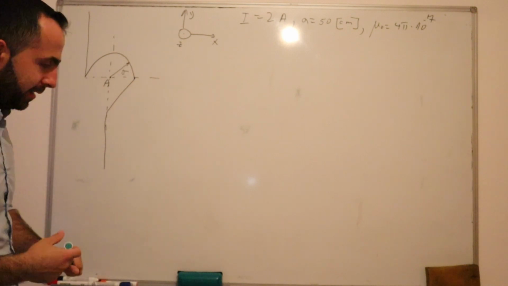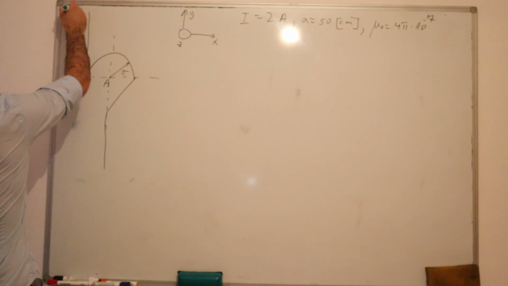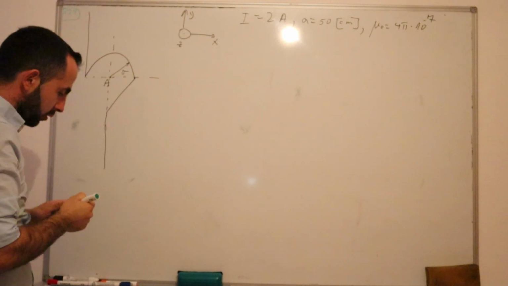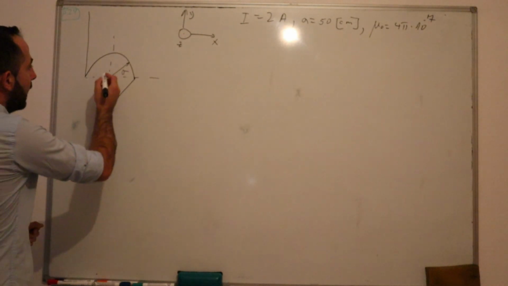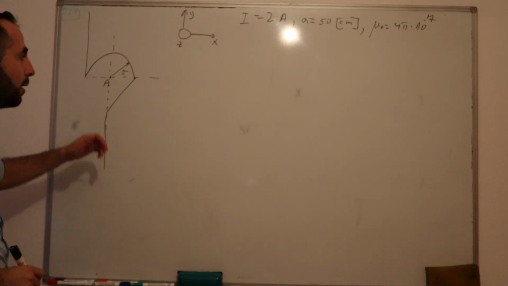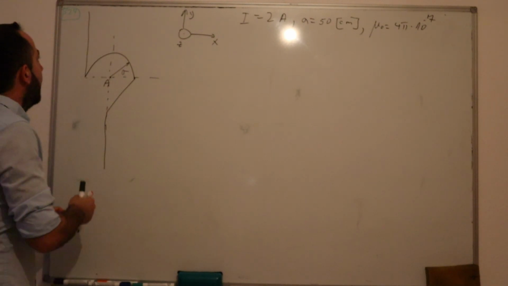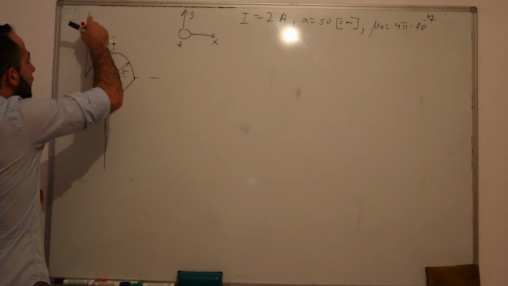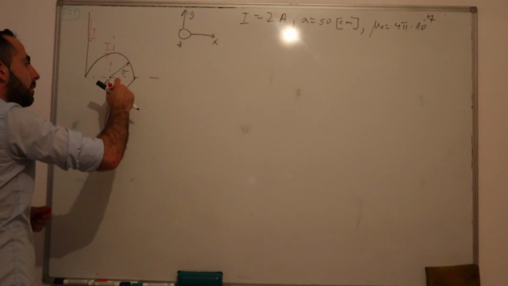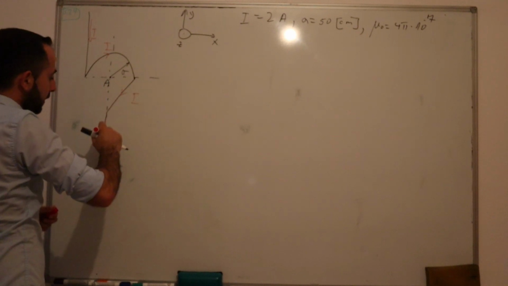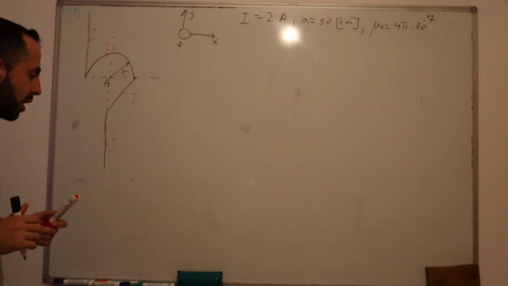Our next task is to calculate our magnetic flux density at this point if we have a conductor with this shape with the current I. So we have a current I in this direction, here we'll have this direction, and here we'll have this direction.